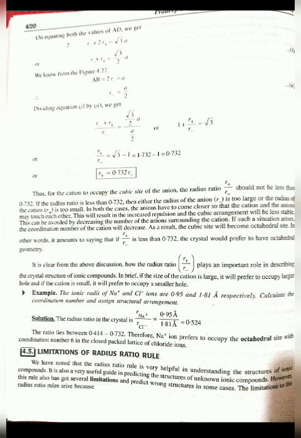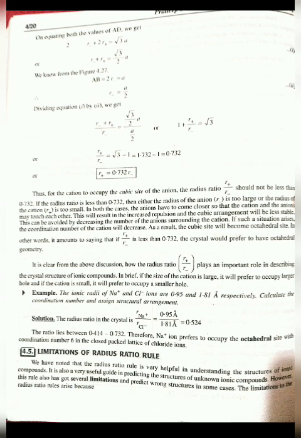We know from figure 4.27 that AB is equal to 2R negative, which is equal to A, so R negative is equal to A upon 2. (2) Dividing equation 1 by 2, we get R negative plus R positive upon R negative is equal to root 3A by 2 upon A by 2, or 1 plus R positive upon R negative is equal to root 3, or R positive upon R negative is equal to root 3 minus 1, which is equal to 1.732 minus 1, which is equal to 0.732, or R positive is equal to 0.732 R negative.